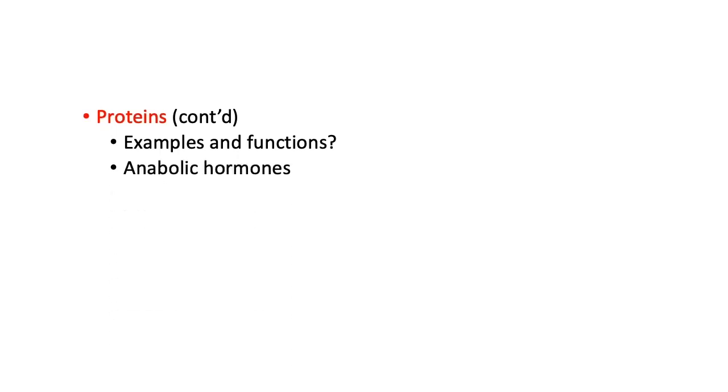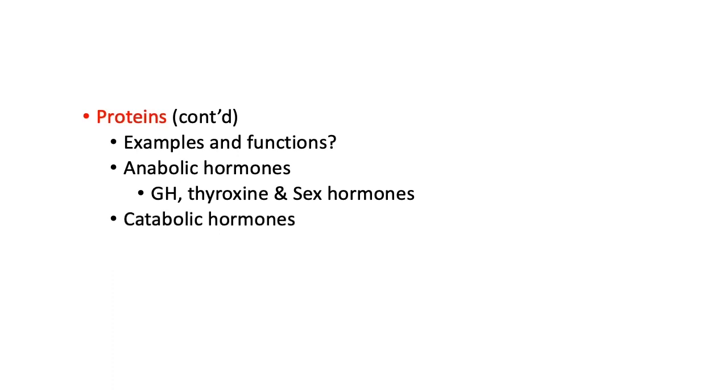Anabolic hormones are hormones that trigger protein synthesis. And these are some examples of anabolic hormones: growth hormone, thyroxine, and your sex hormones. Catabolic hormones, on the other hand, are going to be hormones that trigger the breakdown of proteins. And cortisol is an example of a catabolic hormone.